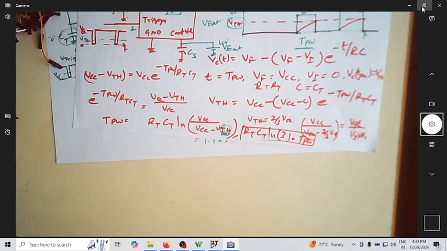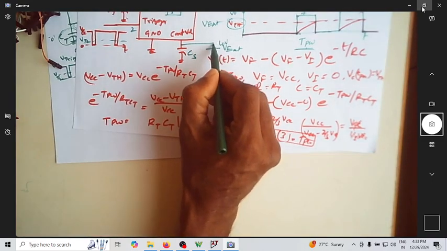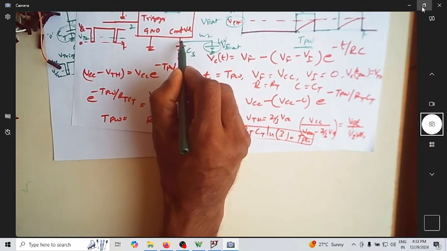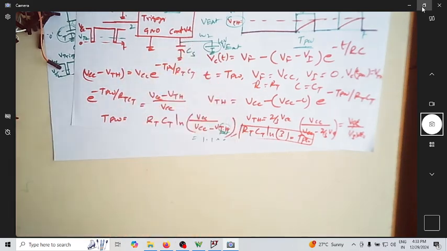So let us do this. Let me apply a W2 wave gen and make the voltage 4 volts, and let us see what the pulse width is. It should be 1.6 times RTCT, that is 1.6 into 20 exponential 3 into 0.1 exponential minus 6. It should be close to 3.2 millisecond. Let us see how much that will be.